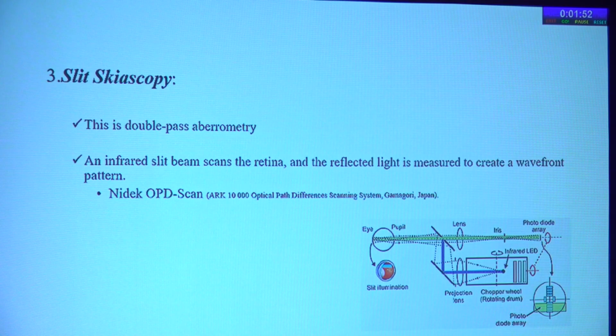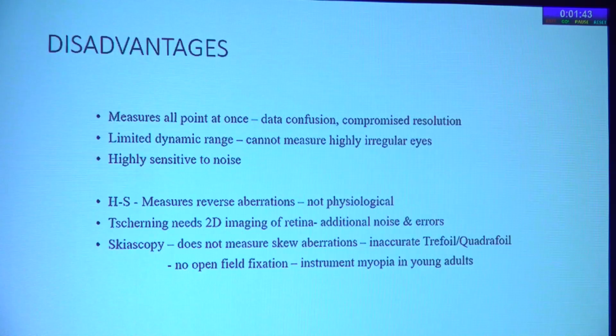Basically, an infrared light scans the retina and the reflected light is measured to create a wavefront. So basically, we are doing two measurements. So that's why it's called double pass aberrometry. The NIDEK OPD-Scan works on this principle.